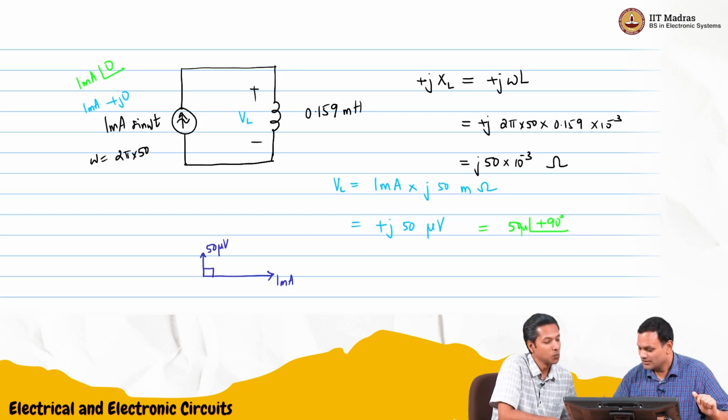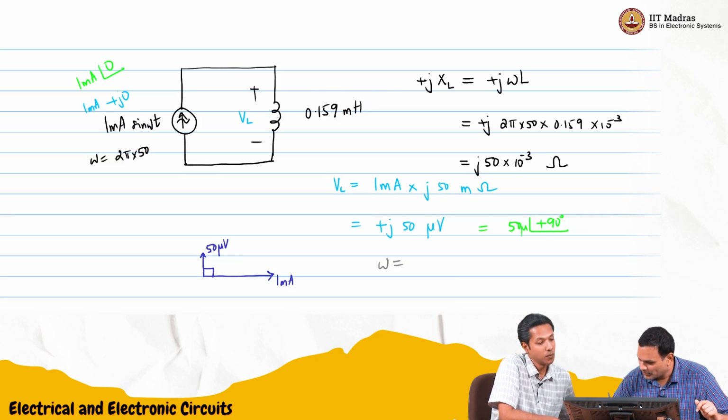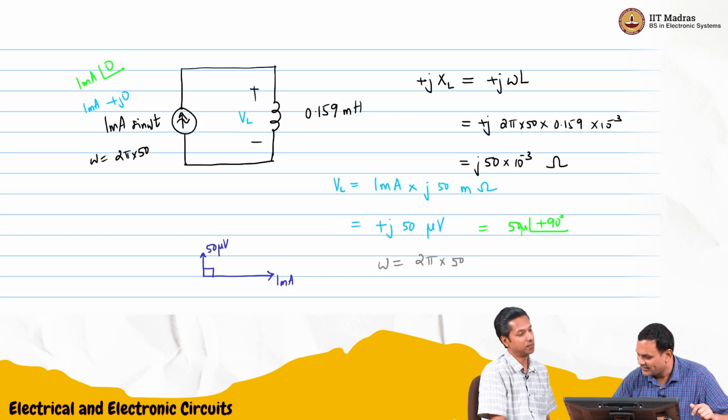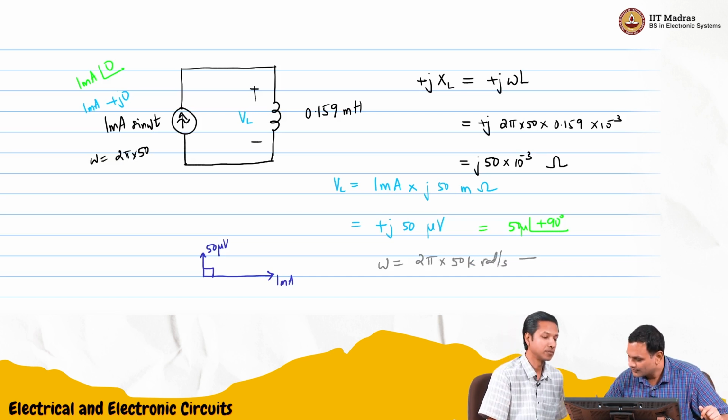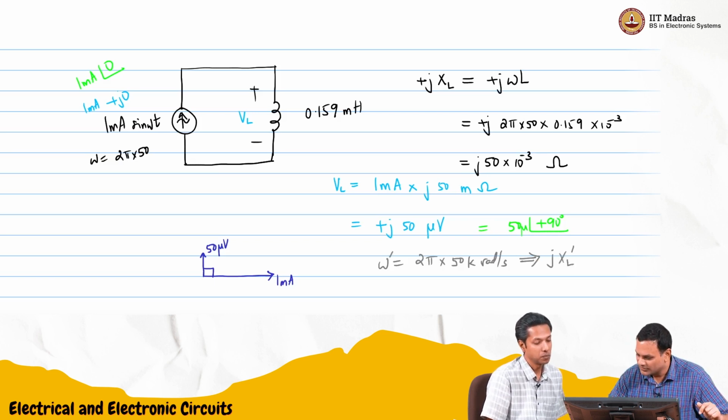So if you had omega equals 2 pi into 50 into 10 power 3, 50 kiloradians per second, this means, let's say, XL prime, with omega prime, will be 1000 times larger. So this will just be plus J50.